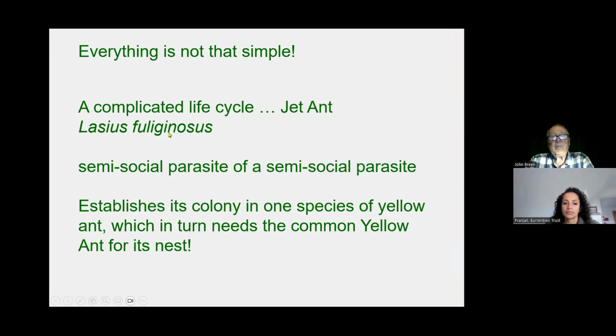Basically, they don't form their nests the way the other ones do. They have to go into one yellow species of ant, and that yellow species has to be already a cuckoo of the common yellow ant. So it's a cuckoo of a cuckoo, and that's probably why it's so uncommon.